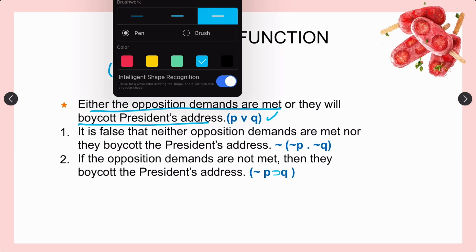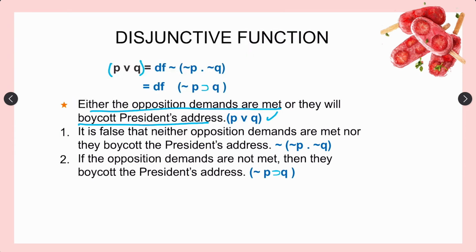Now if you change it into the next form: it is false that neither the opposition demands are met nor the president's address is boycotted. This can be written as negation, and for neither-nor, how did you write it? It can be written as negation of P wedge Q. So one form is this, it is false that, and this one is this. Remember that here there is a wedge, so this can also be written.